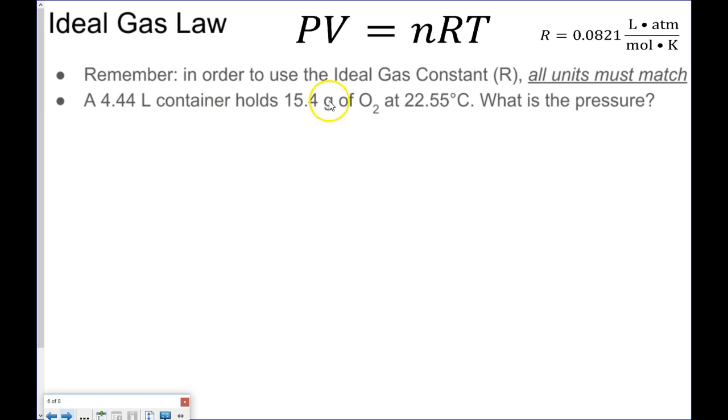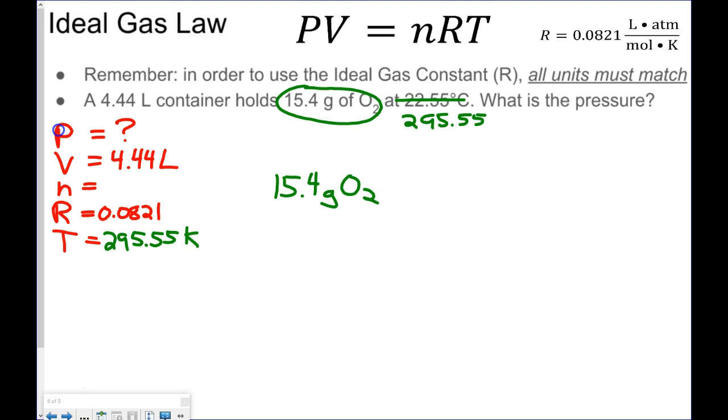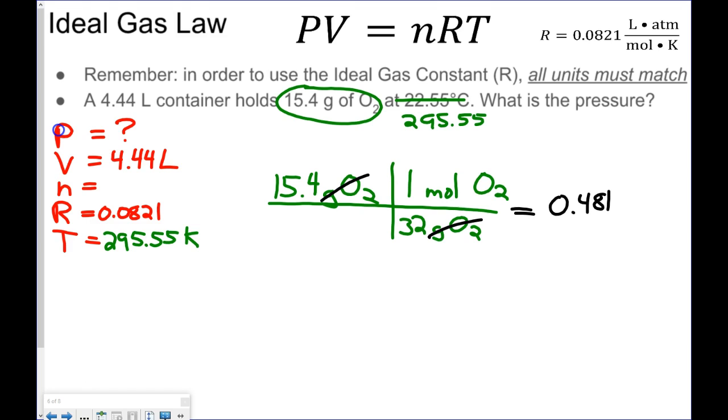A 4.44 liter container holds this many grams of oxygen. Here's my first red flag. I need to make sure that's moles of oxygen, not grams, and this temperature here is in Celsius. That will need to be converted into Kelvin. PV equals nRT. Pressure is my unknown. Volume, 4.44 liters. That matches R. That's okay. R is going to be 0.0821. I'm going to use that, so I'm going to have to convert stuff. 22.55 becomes 295.55 Kelvin. And my n, I'm going to have to take these grams of oxygen and convert that into moles. And we know that 32 grams of oxygen from the gram molecular mass is going to be equal to 1 mole. That's going to work out to be 0.481 moles of oxygen. That's what I'm going to put here for n.